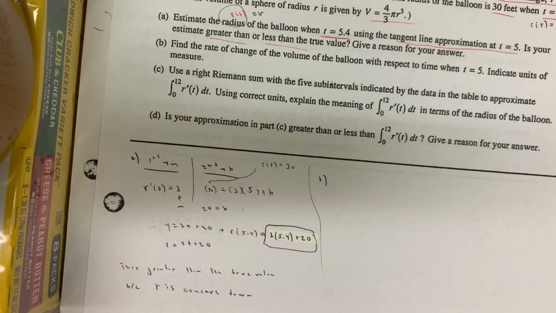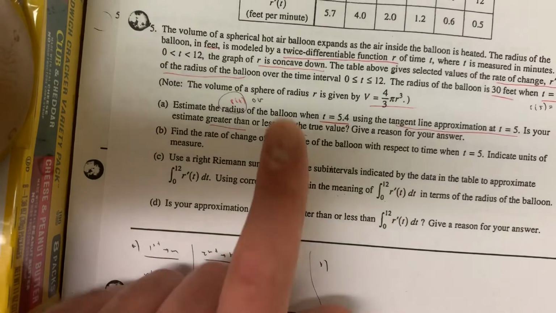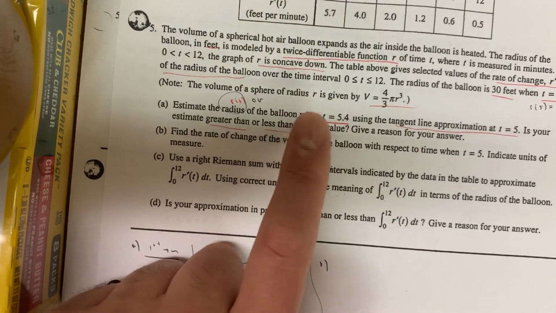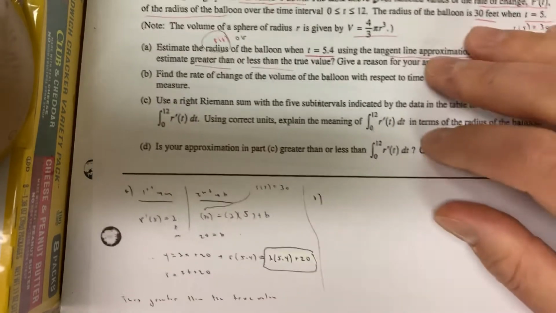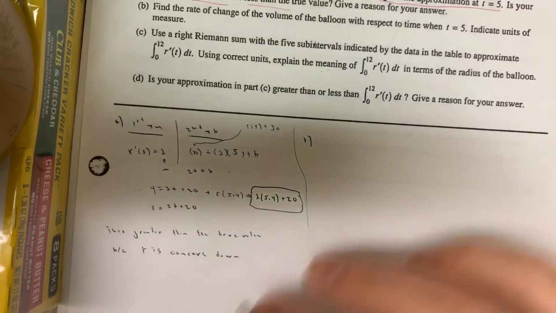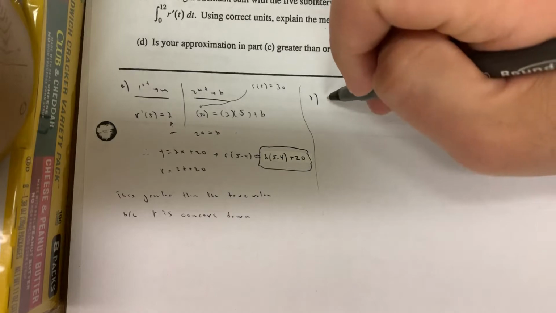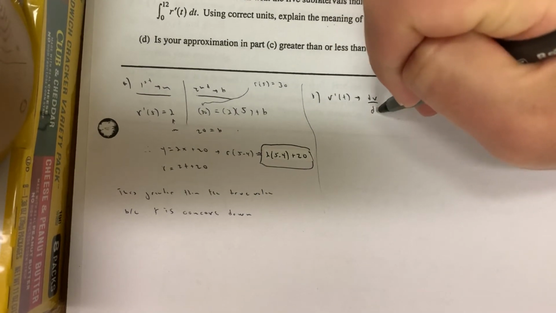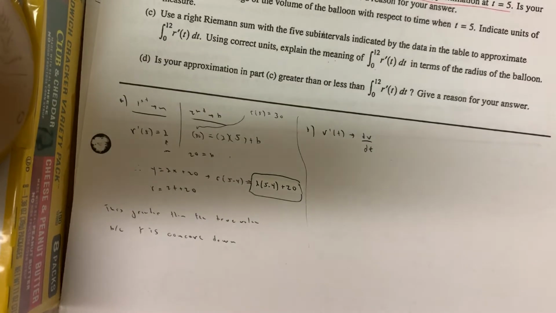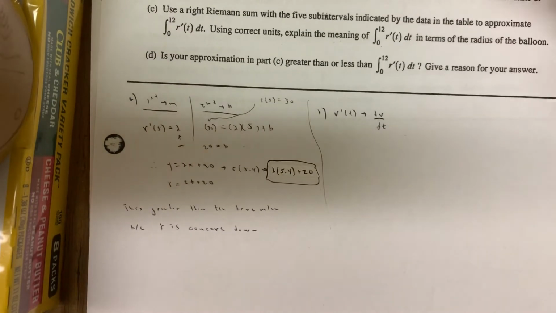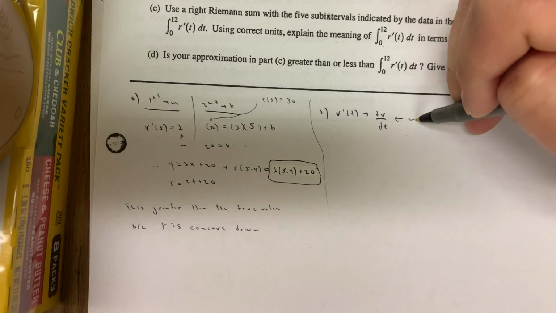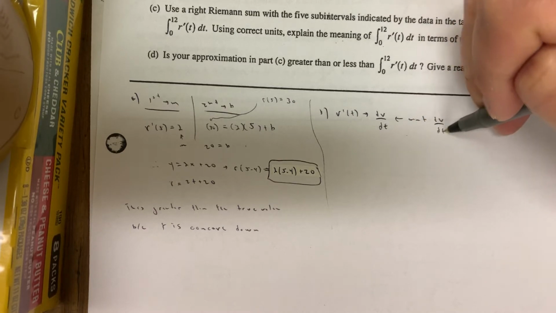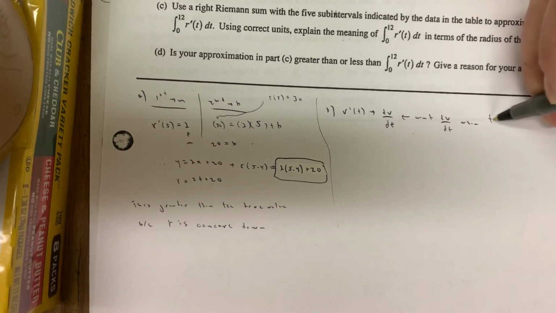So the reason this is a hard problem is because things are hidden in here. Just like local linearity was kind of hidden here. I don't think it's so bad in part A. Part B, the rate of change of the volume with respect to time. They don't tell us volume, and we could say it's v prime of t, but really, I'll say dv over dt, because think about it. They want a rate at a specific instant. We want dv over dt when t equals 5.